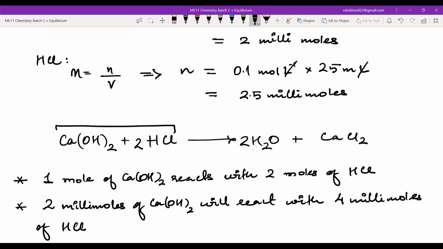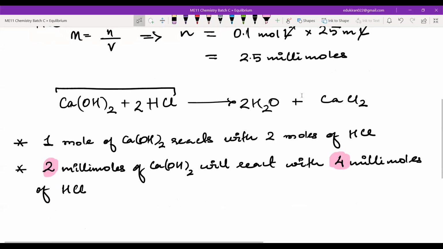I hope you guys are fine with this. If 1 mole requires 2 moles of HCl, then 2 millimoles will require 4, just the double. Everyone is fine? Yes or no? Okay, so this is a theoretical amount that we need to react the complete 2 millimoles of Ca(OH)2. But now you tell me, do we have 4 millimoles of HCl, or do we have less, or do we have more?